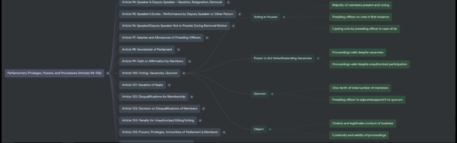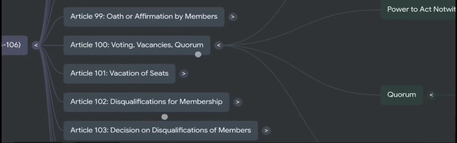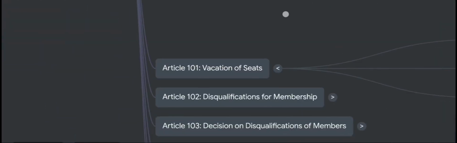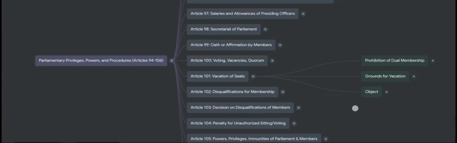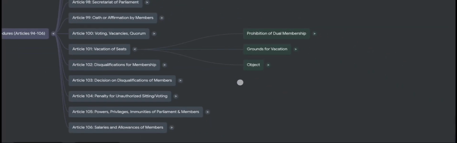They ensure that decisions are made by legitimate majorities, that proceedings aren't easily derailed by technicalities like vacancies, and that a minimum number of your representatives are present to truly reflect the will of the House. Article 101 addresses when a seat becomes empty. It lays out the specific grounds for the vacation of seats. It outlines these crucial provisions governing a member of Parliament's tenure, setting the rules for how and why someone might stop being your representative.